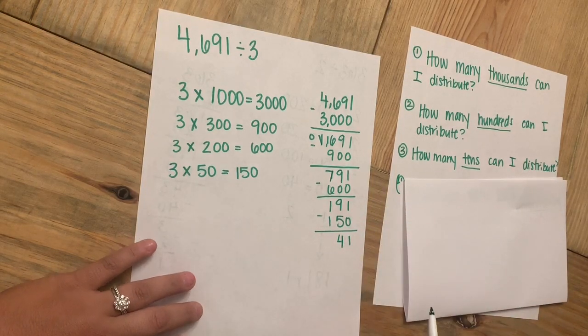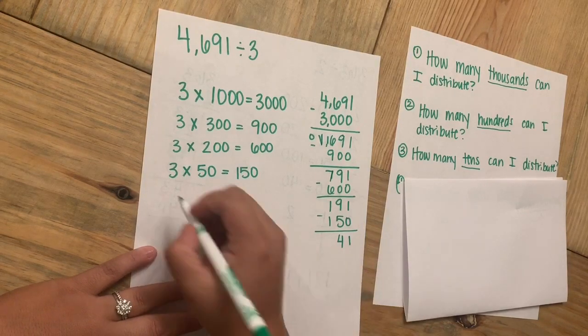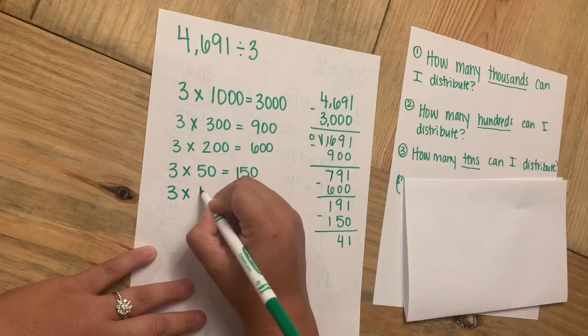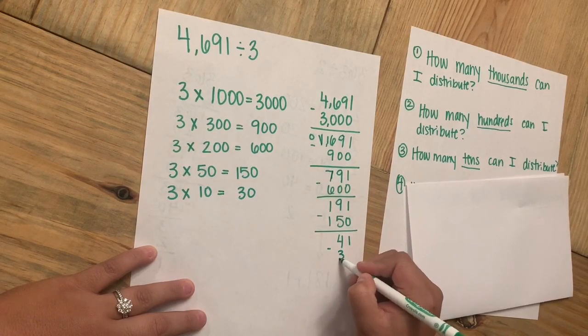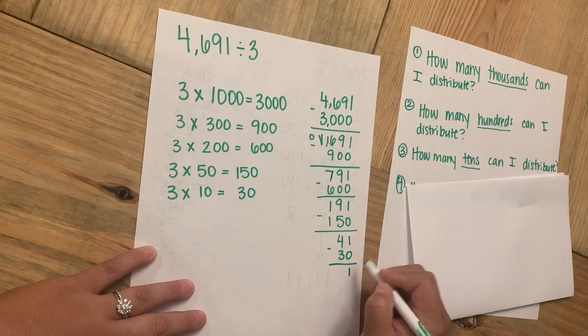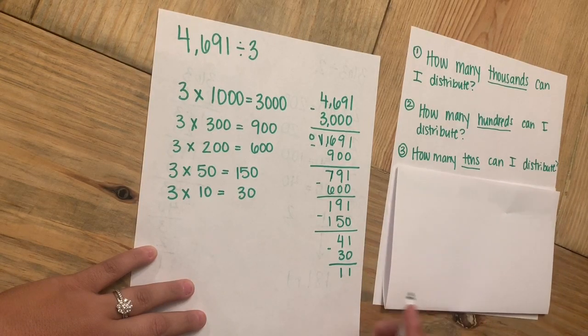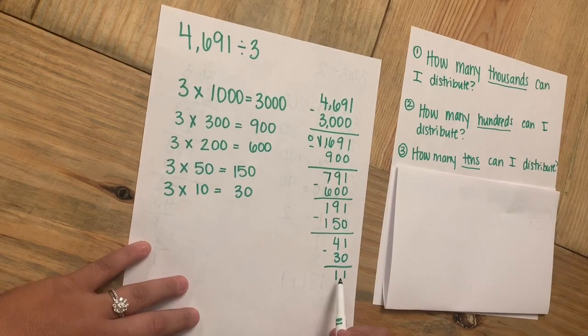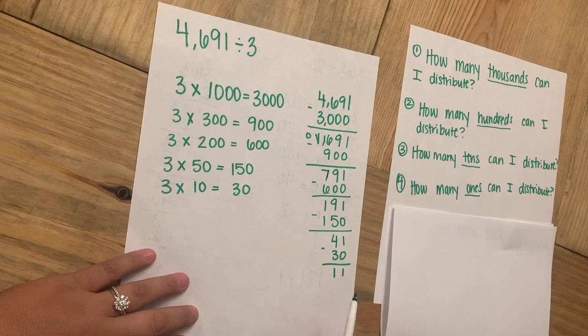All right, I got down to 41. So I think I could at least do one more 10 in each group since that's 30. Oh, getting really close. Now, I know I can't distribute any more 10s because I need at least 30 here to distribute more 10s. So now I'm going to go down to how many 1s can I distribute?